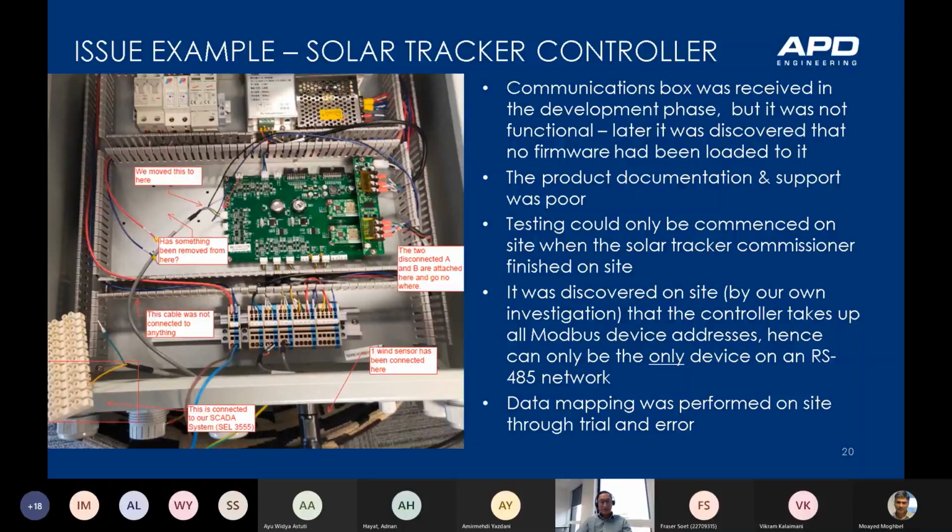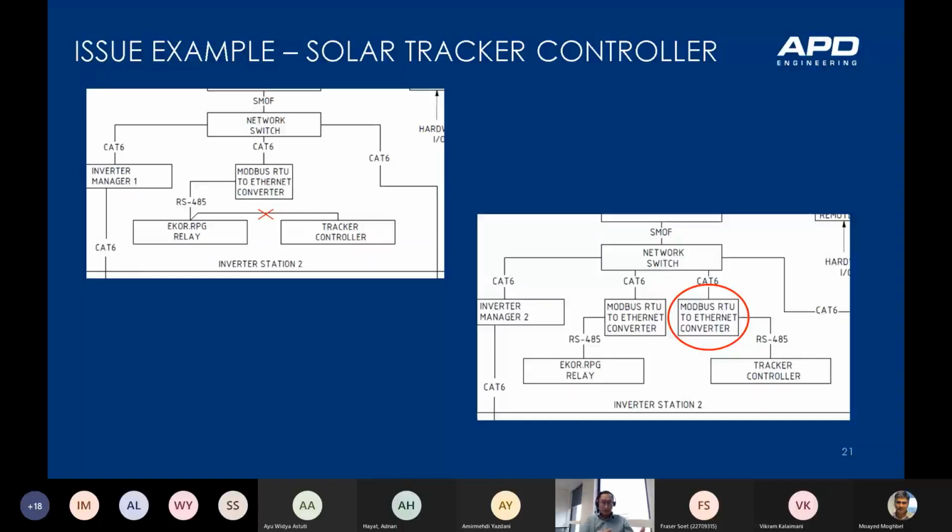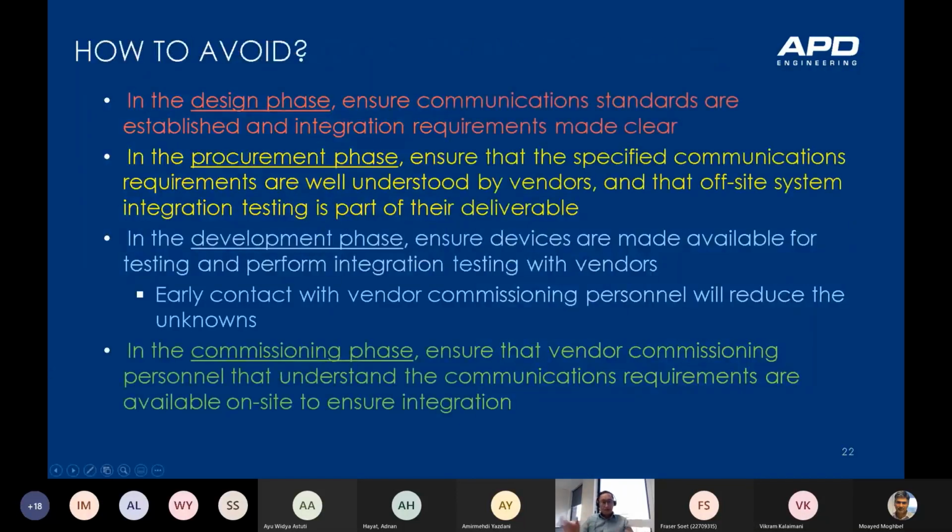So that's probably the worst thing you want to do. So this is the design that we had. The previous design had that daisy chain because we assumed that you can have more devices on this network, but eventually, because the tracker controller took up all 247 possible slave addresses, it had to be on its own network. So we had to source and ship another Modbus to Ethernet converter to site, which, yes, you can imagine, introduced yet another delay. So how do you avoid this?